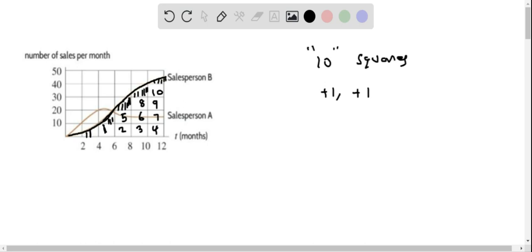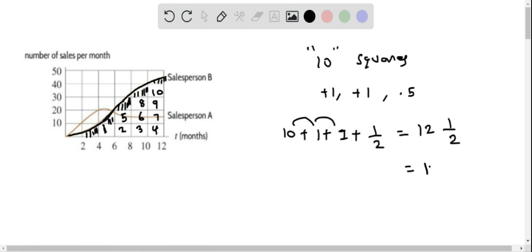And then I have this partial. This is maybe considered as half of the square. So I put half, that is 0.5. Now let me add all these three, that is 10 plus 1 plus 1 plus half. So this is equal to 10 plus 1, 11, and plus 1 is 12. It's basically 12 and a half, or I can write this as 12.5.